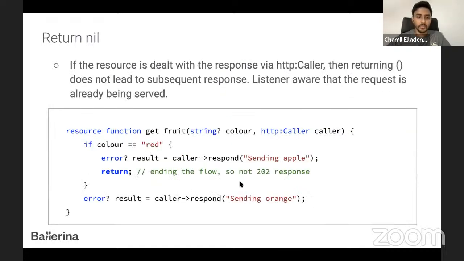The other behavior is that if the resource has already dealt with the response using the caller, then returning nil does not lead to a subsequent response, because with the request-response paradigm, you only send the response once. The listener is aware of that, and understands that the resource has a concept, this respond method. So if the flow goes in here, it understands that the particular request has been served by respond. So this will not end up being a 202 response. It's just ending the flow.